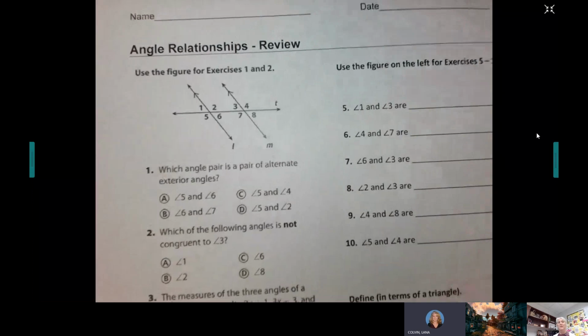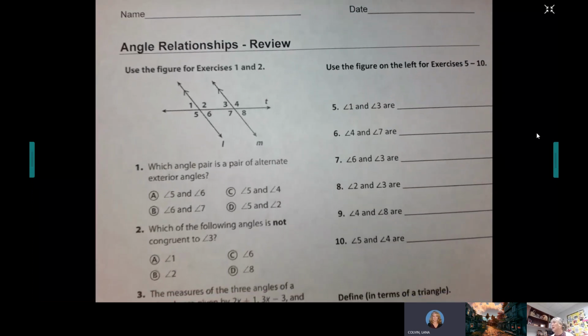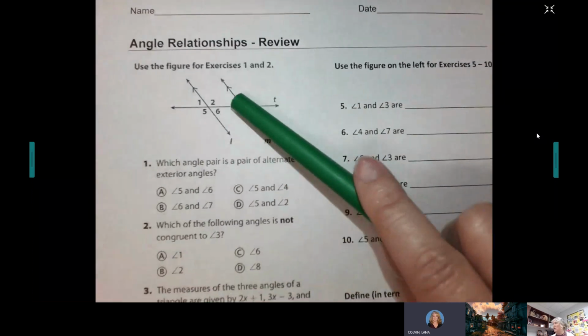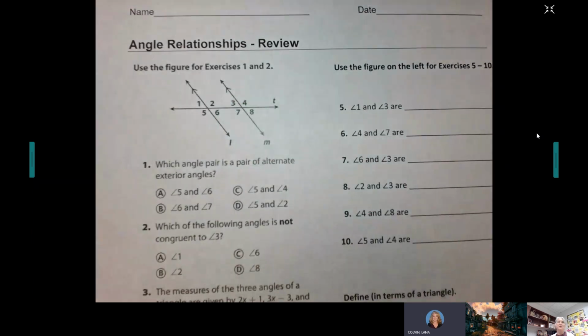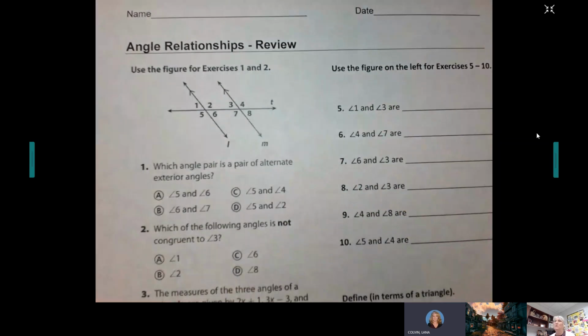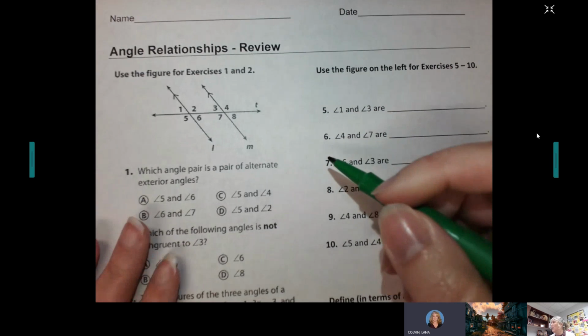Okay, here we go. All right, so what's the first thing that Ms. Colvin has been doing whenever she sees this transversal diagram? What's the first thing I always do? Anyone remember? Before I start any work, there's something that I always do to the transversal diagram. I mark all of my congruent angles.